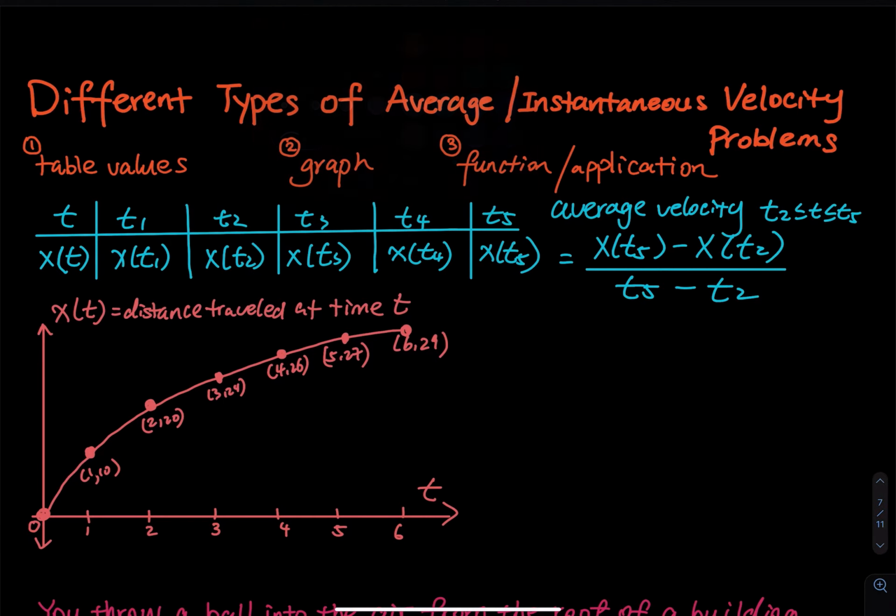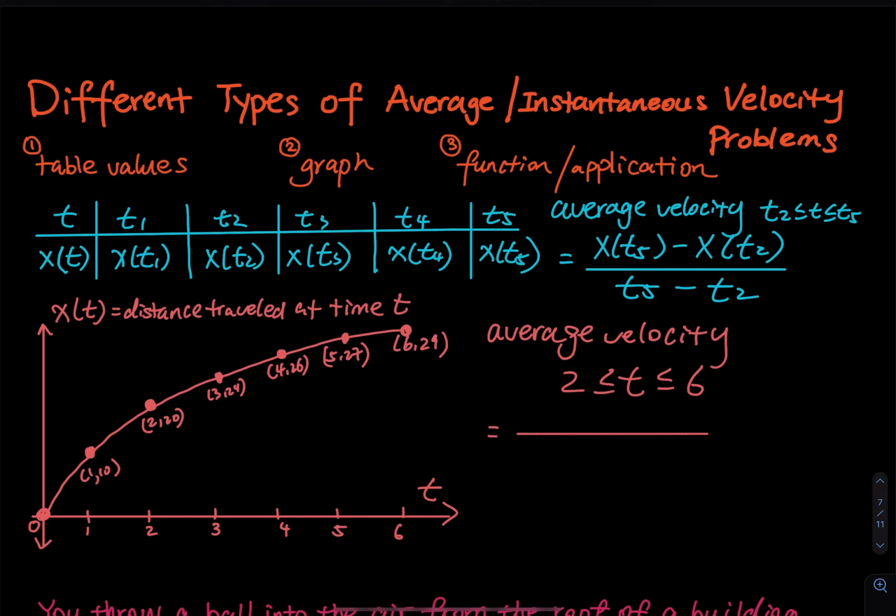So let's write this: average velocity, and then the time interval. How about time is between 2 and 6? How do you take care of that? In this one you just find the slope of a straight line. What do I mean by that? From 2 to 6, so this is 2, this is 6. You draw a straight line to connect them, and then you do the rise over run.